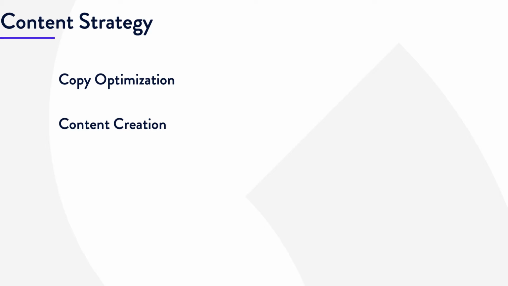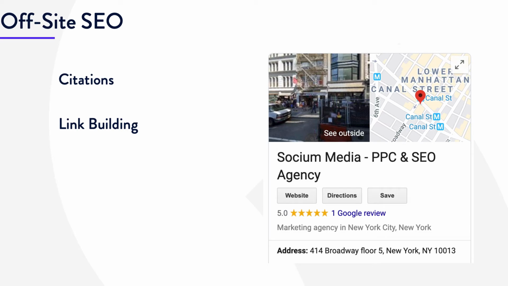In addition to optimizing the on-site copy or the existing copy, we like to create new content as well. This includes content for your blog, new organic landing pages, or adding content to the existing pages on the website that are low in copy or missing copy entirely. Once the copy is optimized and we get into a routine of posting regular content, we then like to begin working on off-site SEO. This includes building citations and link building.